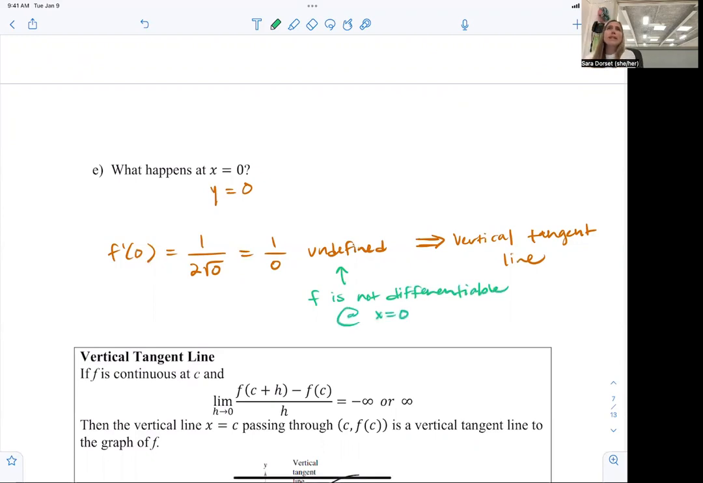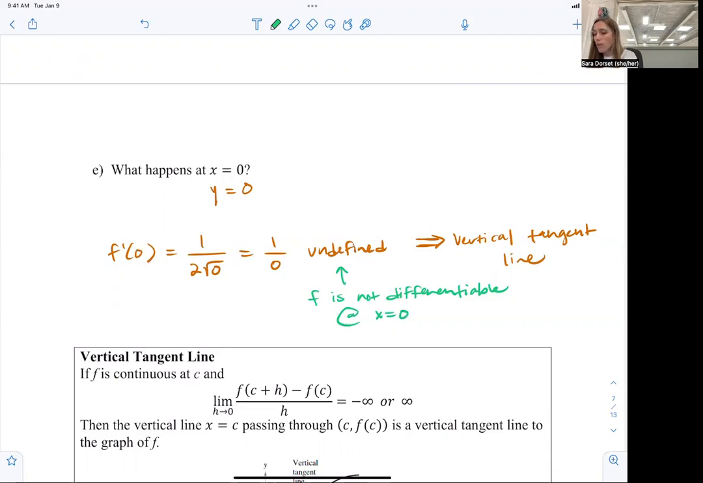And there are different reasons why a function might not be differentiable at a point. This is one of them. If there is a vertical tangent line at the point, there's a tangent line, but the function is still considered not differentiable because the derivative is undefined there.